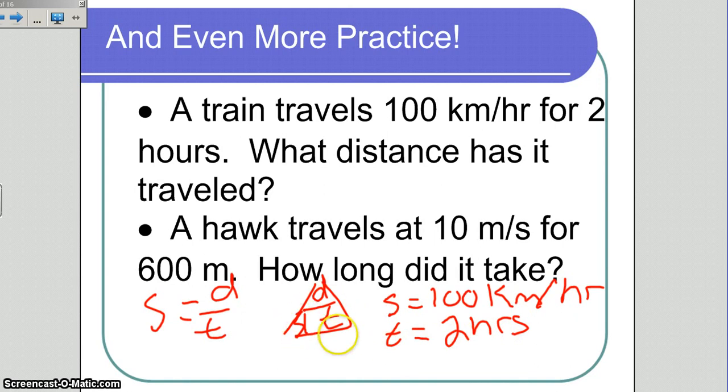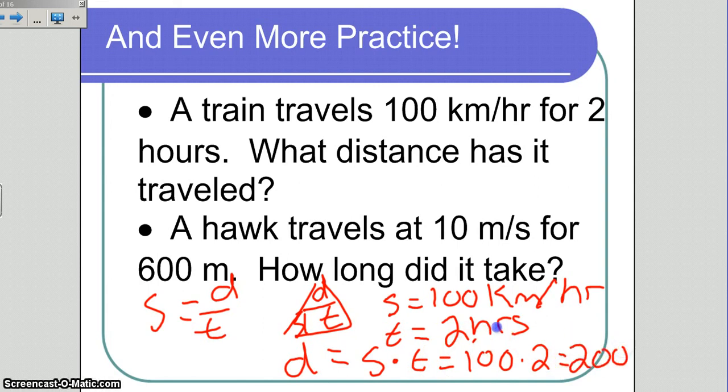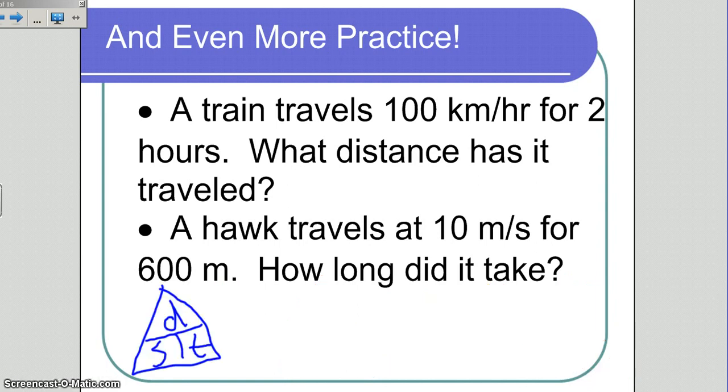Clearly I gave you S and T, you're solving for D. Remember, you cover up the D and you get D equals S times T equals 100 times 2, and you get 200. These guys will cancel, kilometers. So your answer, 200 kilometers. Congratulations if you got that one right. And we'll move on to the next one.